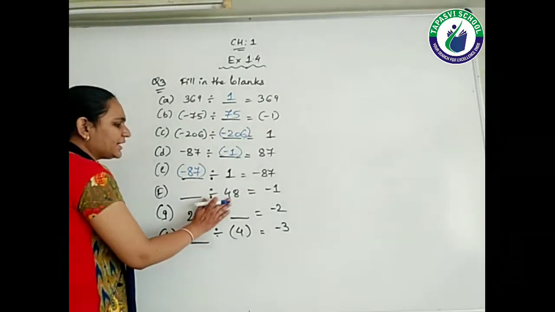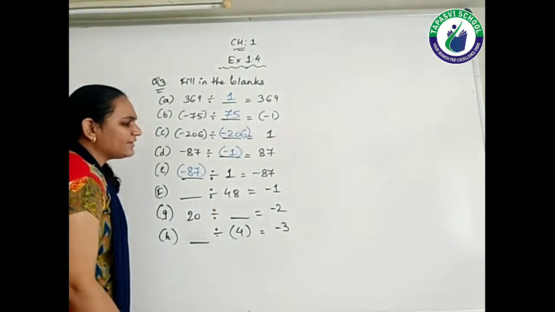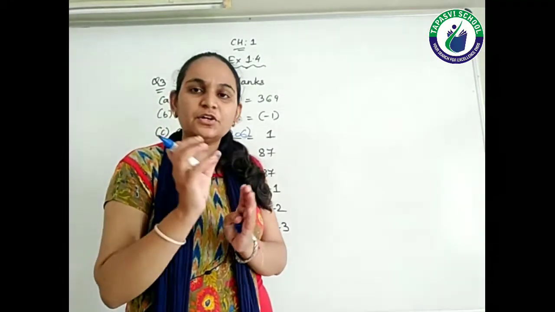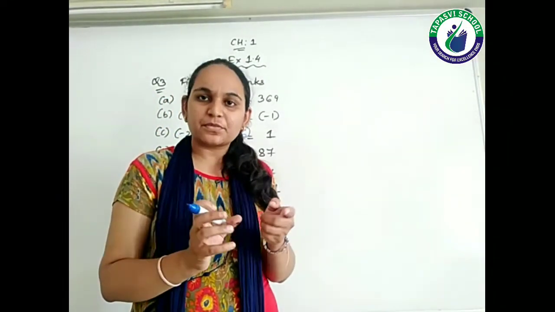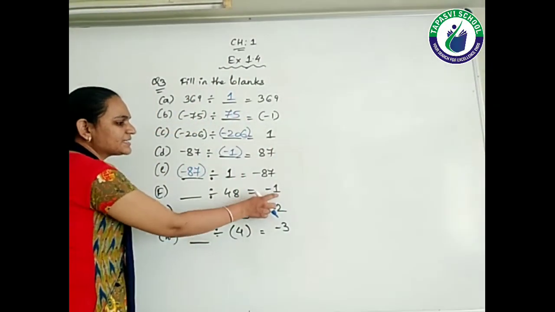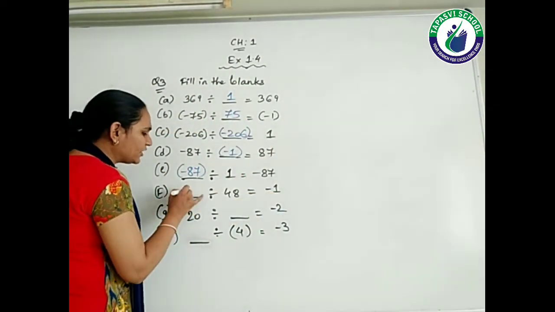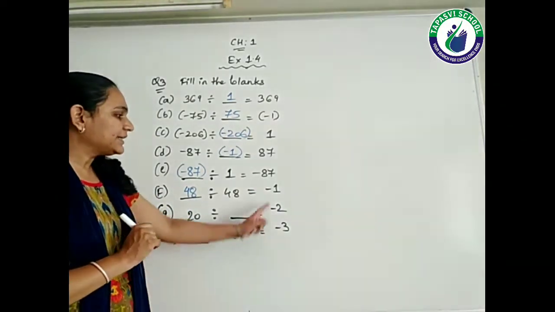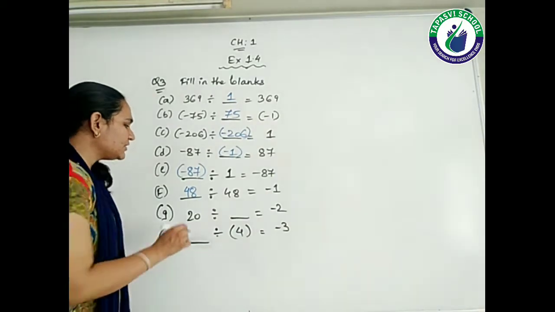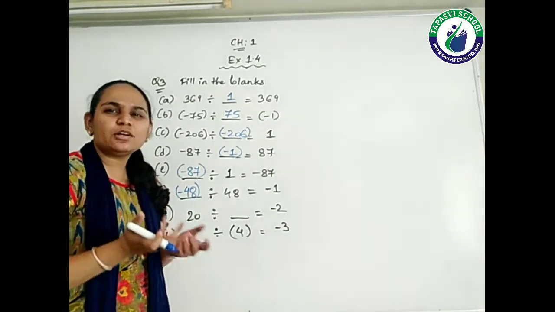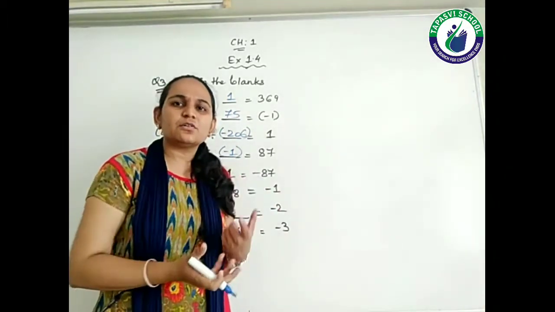Next one, 48 is there and 1 is there. When can you get your answer 1? When you divide your question with the same number, then it is possible to get the answer as 1. So I'll divide 48 by 48. Now here one thing needs to be kept in mind, that your answer is negative, so this number also needs to be negative. It's like a game only, you just have to think and just write.